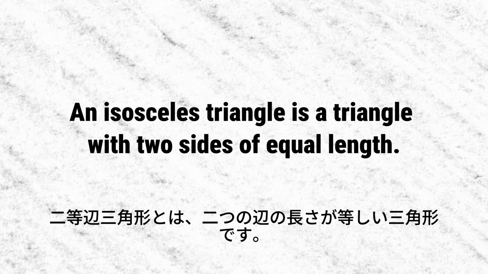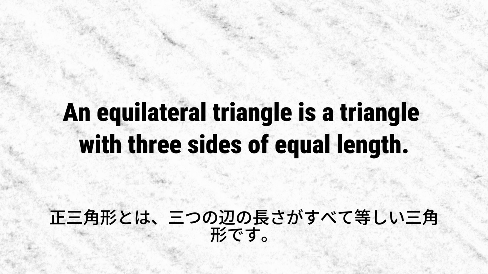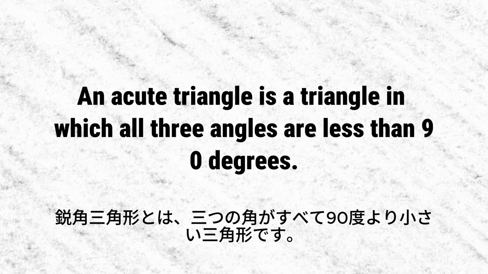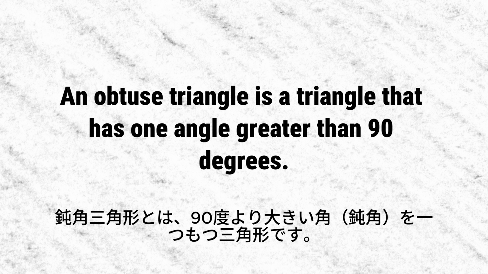An isosceles triangle is a triangle with two sides of equal length. An equilateral triangle is a triangle with three sides of equal length. A right triangle is a triangle that has one 90-degree angle. An acute triangle is a triangle in which all three angles are less than 90 degrees. An obtuse triangle is a triangle that has one angle greater than 90 degrees.